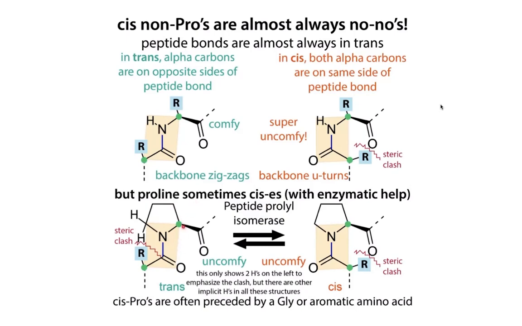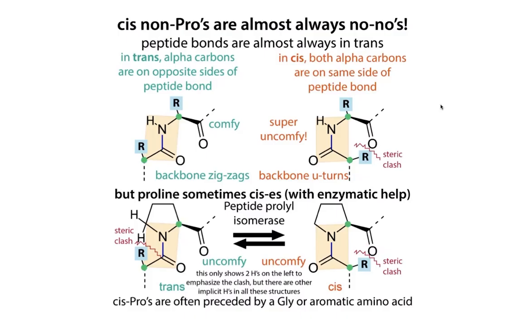But one of the reasons why it's good for weird little tight turns is because it can form this cis form. Basically, proline is so awkward that it's always going to be causing steric clashes, whether it's in the trans form or the cis form. In the trans form, the R group of the residue next to it is going to clash with the hydrogen on this proline. Note that I've just drawn in these two hydrogens to emphasize this clash, but you're going to have those same hydrogens in the cis form, as well as implicit hydrogens throughout the structure that I'm not drawing so that I don't clutter things. Long story short, you're going to have steric clashes in both of these forms.